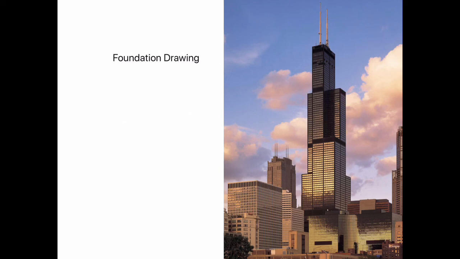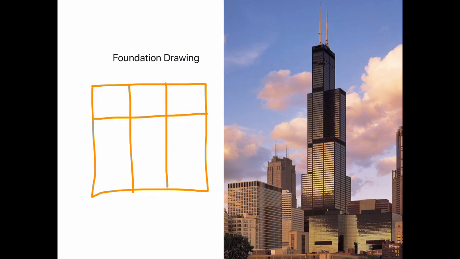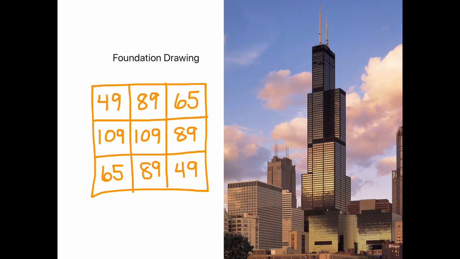So when you're doing construction and engineering and architecture and things like that, sometimes a foundation drawing is what's easiest to notice about the structure. So let me show you what a foundation drawing of the Willis Tower would look like. Here is the square base of the Willis Tower, and each of the numbers represents how many floors there are in each of those 9 sections. Obviously, this is a fairly crude drawing as I just drew it here, but that's how a foundation drawing works.